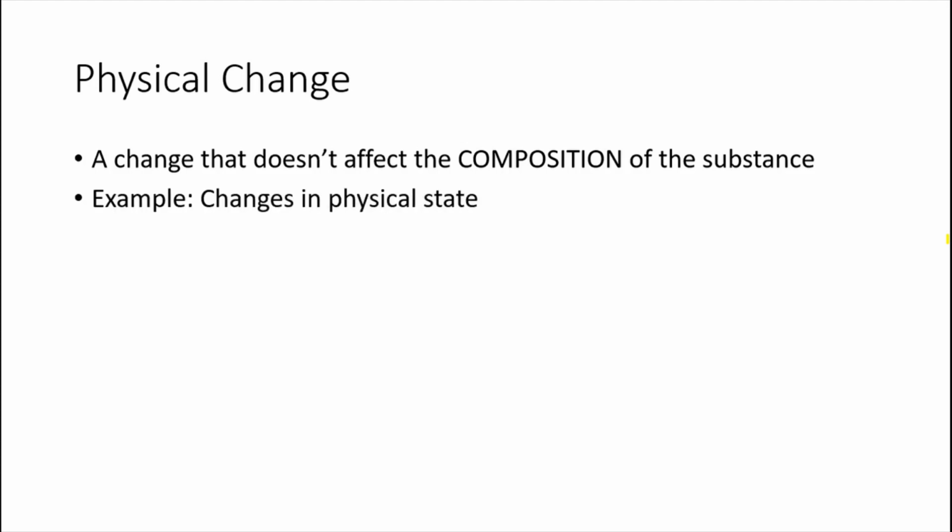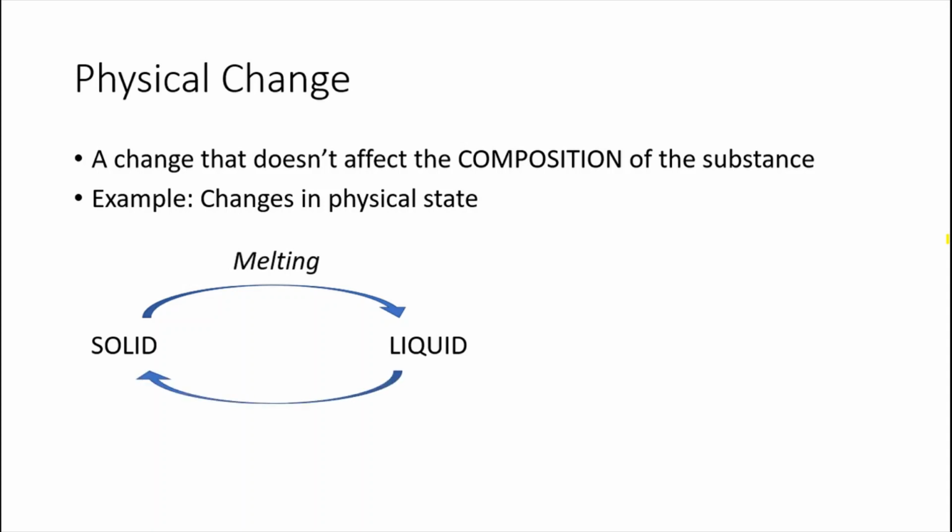One example of physical changes are changes in the physical state of substances. So we know, for example, a substance can be in the solid or in the liquid state. The process of changing a solid into a liquid, we call it melting. And the reverse change, we call it freezing.